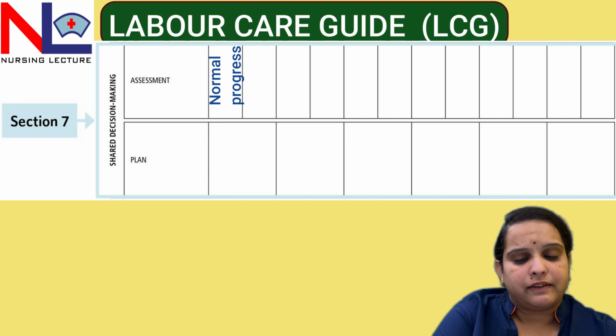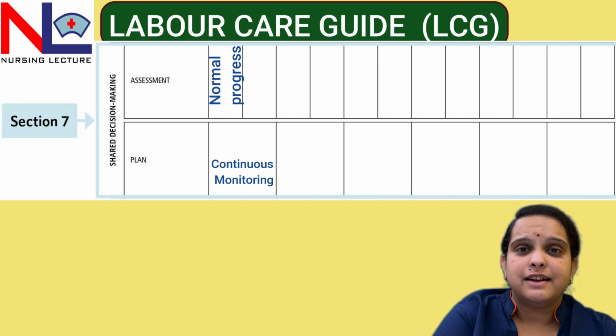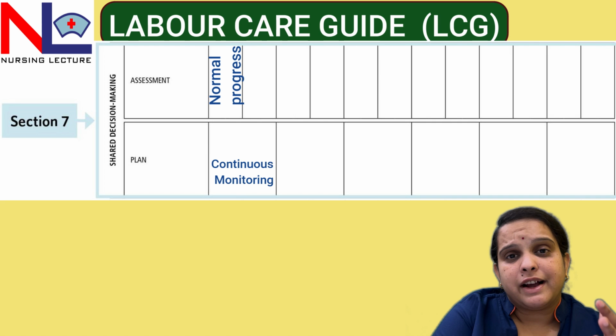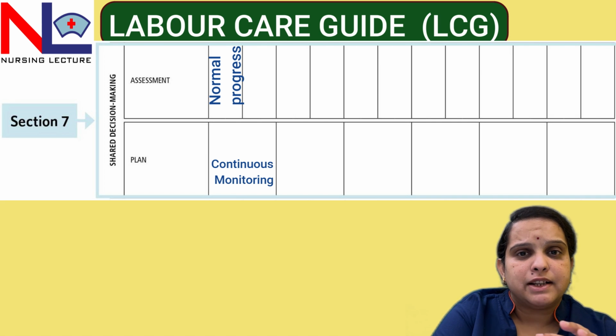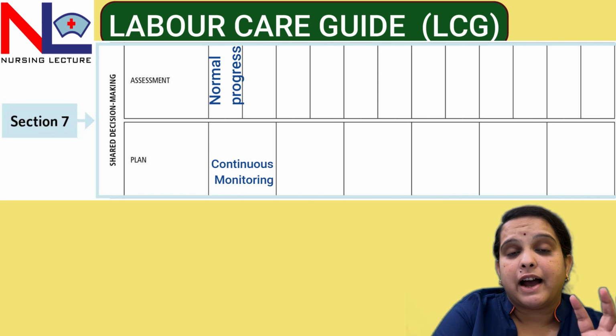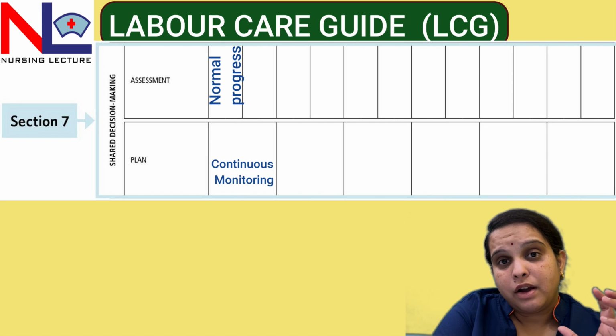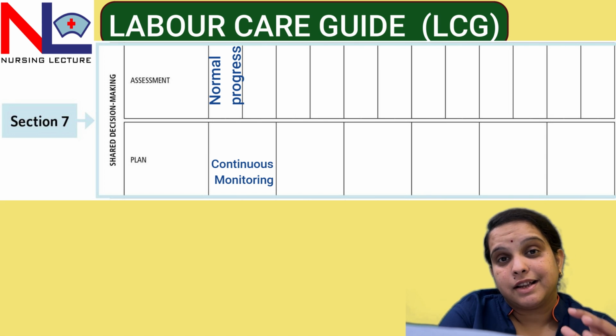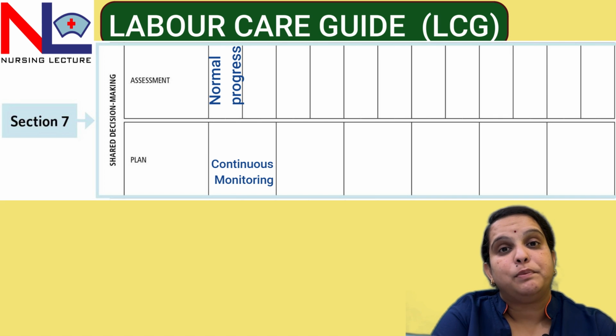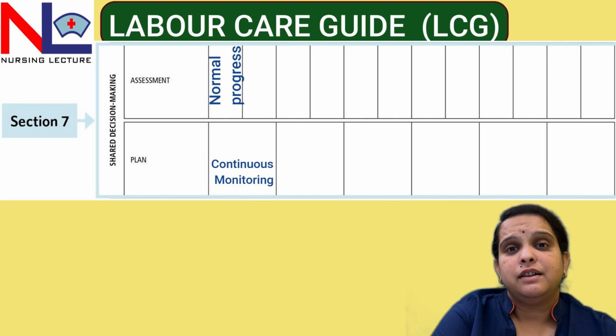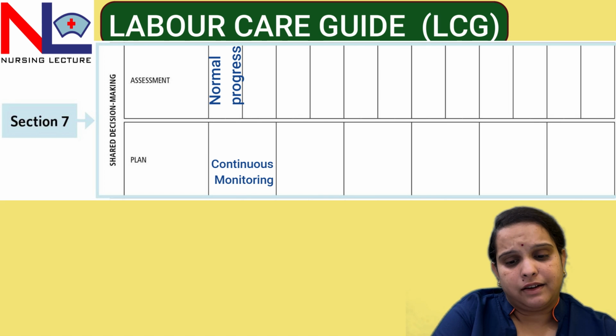And lastly, we can write here the initials or the signs. Suppose during assessment we found any abnormalities, or we highlighted any abnormal finding, then we have to write it here that we assessed that abnormal finding and we plan for this particular finding. So this is how we can write it here.